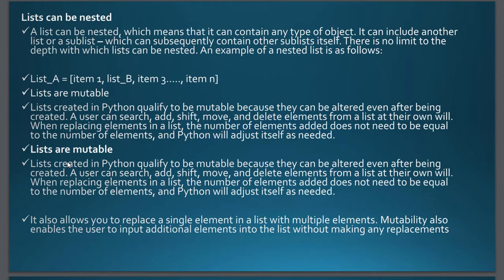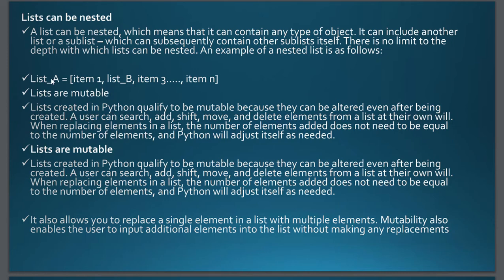Lists can be nested. A list can be nested, which means that it can contain a type of object that includes a list, a sublist, which can subsequently contain other sublists. Like this, it can contain sublists also.